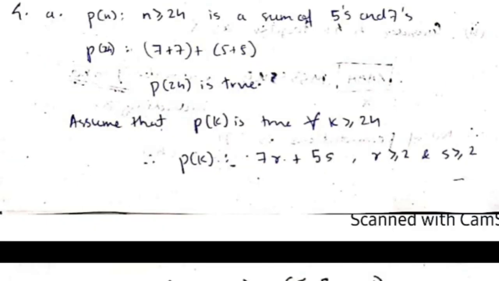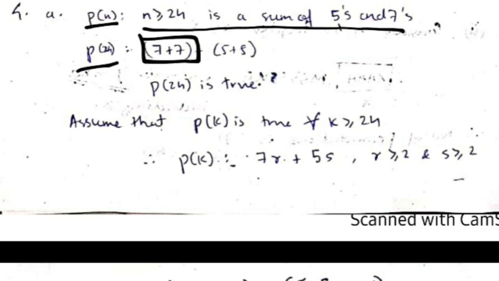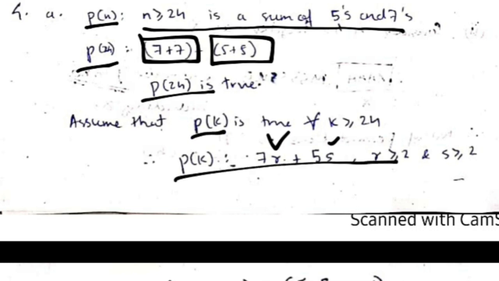This type of question comes under mathematical induction, and in this question first we have to write P(n), then we have to prove for P(24), not P(1). So 24 can be represented as 7 plus 7 and 5 plus 5. So P(24) is true. Then we will write the same for P(k), and we will use r and s for the number of terms in 7 and 5, and then we have to prove for P(k+1).